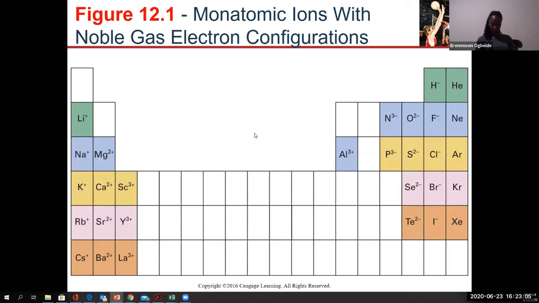Okay, so this is just basically showing you some of the ions that can be generated. Now, again, these guys are transition metals, so this is the one that's most common, but there will be some exceptions here. And this shows you the common ions that they form.